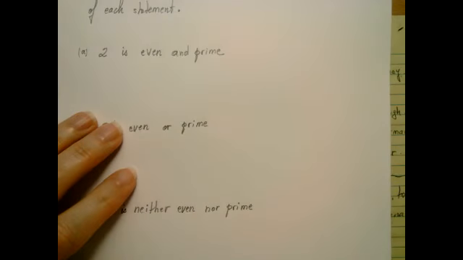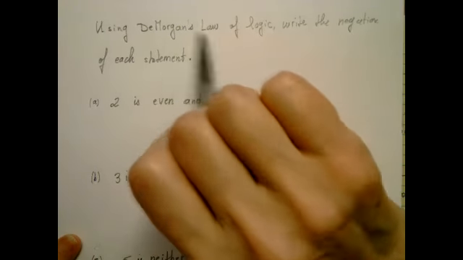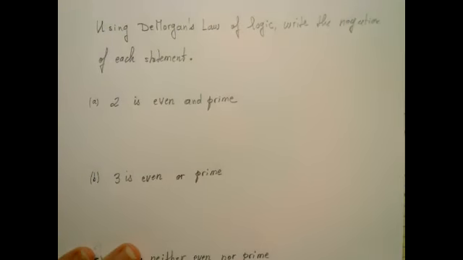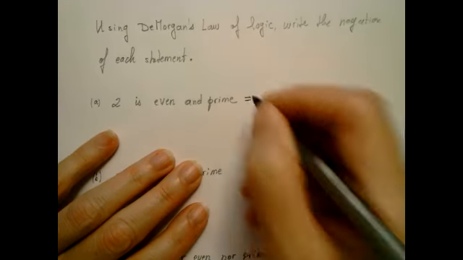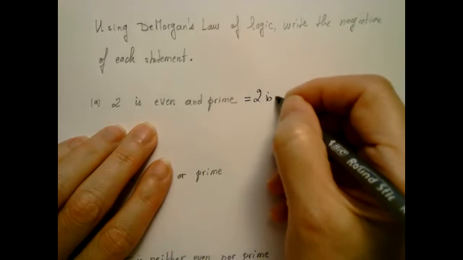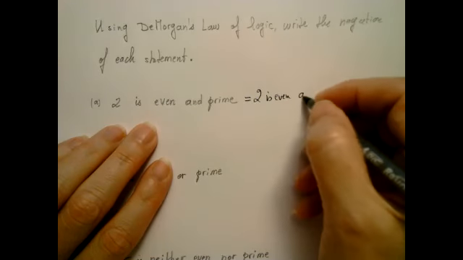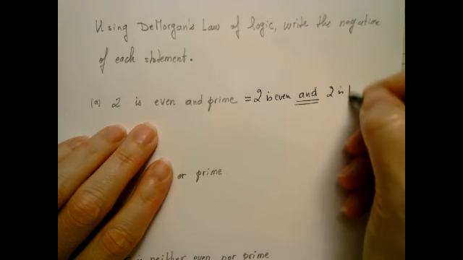So now we're going to practice this, all right? The question is using De Morgan's law of logic. I will keep it in front of you so you write the negation of each statement. So we're going to use De Morgan's law to write the negation. The first one: 2 is even and prime. So it means basically we're going to write it so it will be very clear. What does this mean? It means 2 is even, that's our keyword here, and 2 is prime.